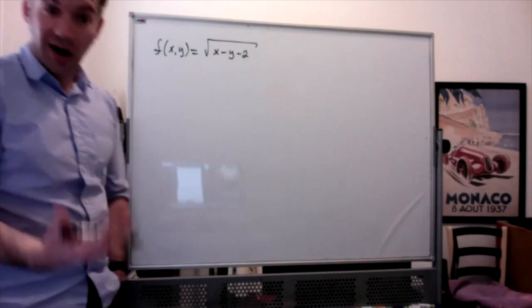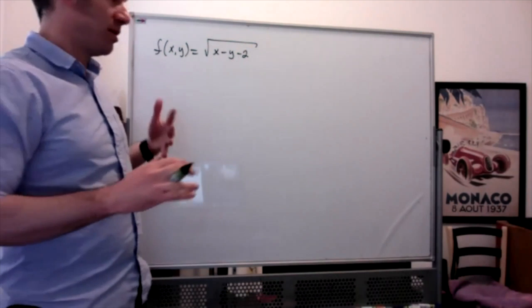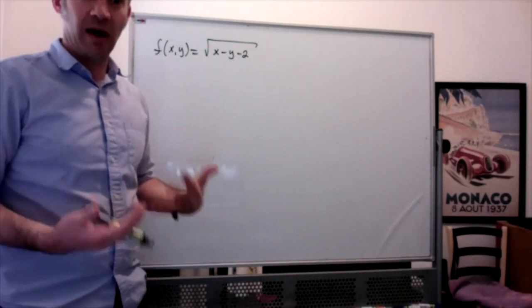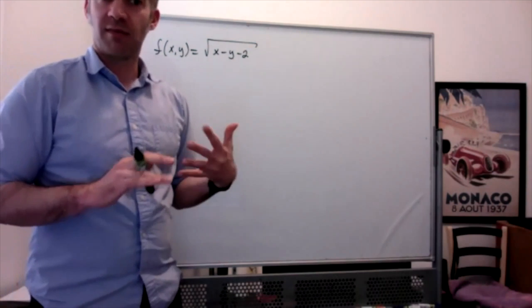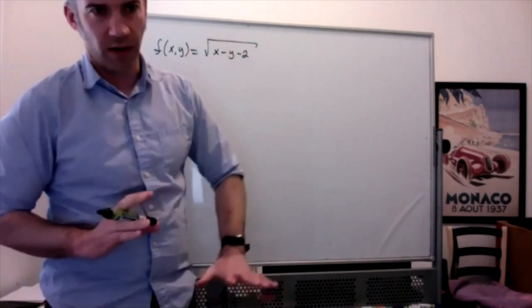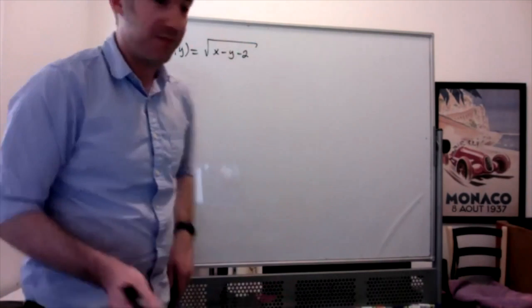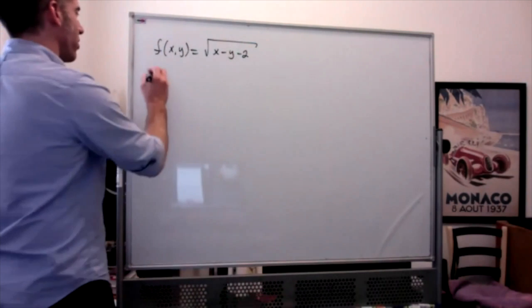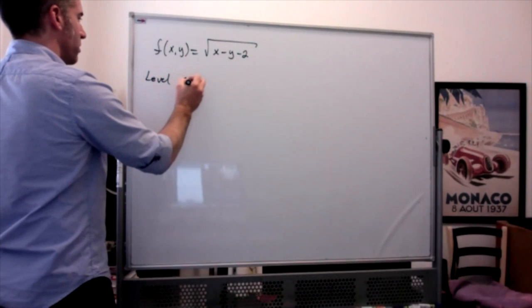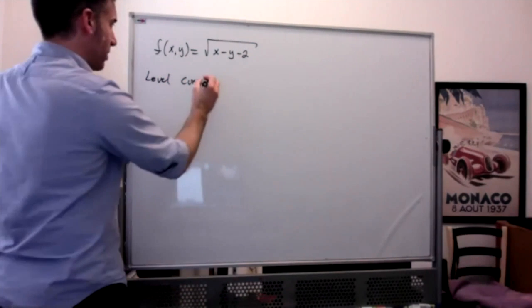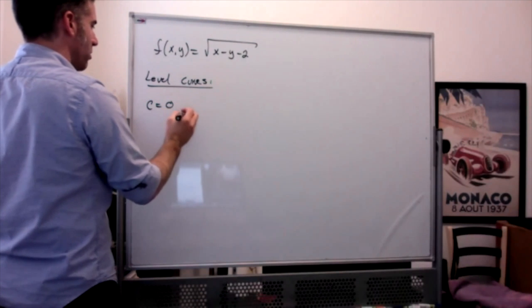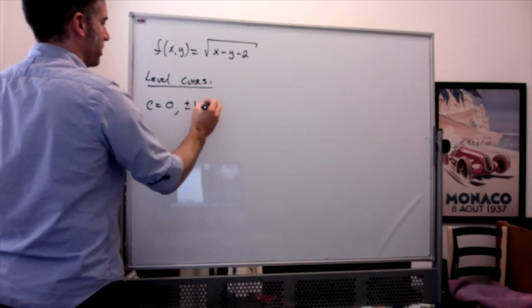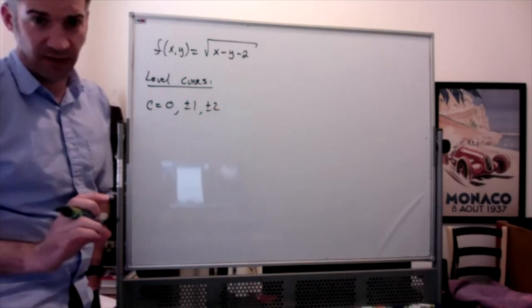And we want to draw the contour map, right? We want to draw the lines that are all at the same elevation. So we're going to pick different elevations. Let's actually do it. We're going to do it the long way, and then we'll talk about doing it the fast way. So I want to draw the level curves or the contours, whatever you want to call them, for c equal to 0, plus or minus 1, and plus or minus 2. So we're going to draw 5 level curves.